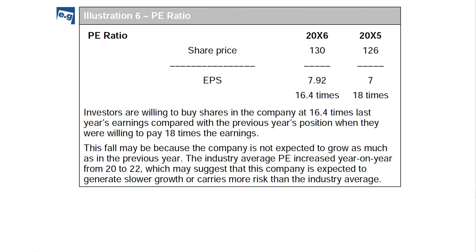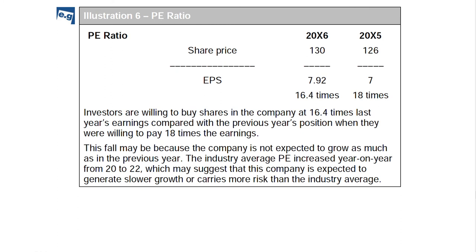And this PE ratio is in terms of number of times. Okay, 16.4 times, 18 times. Higher the number of times, better it is. So if you have seen, it has not improved, it declined. Investors are willing to buy shares in the company at 16.4 times last year's earnings compared with the previous year. Why this fall? This fall may be because the company is not expected to grow as much as in the previous year. Can you see? The growth is not as much.